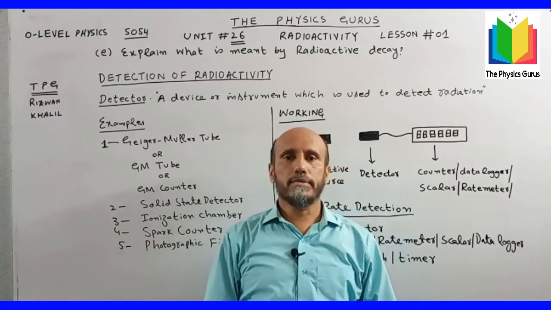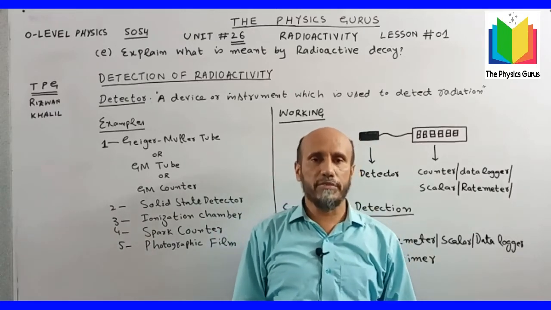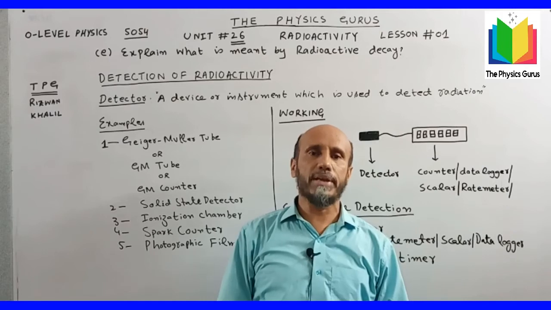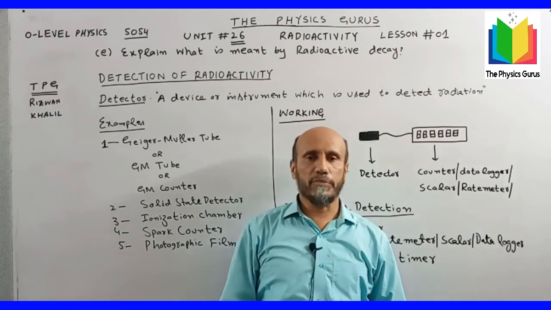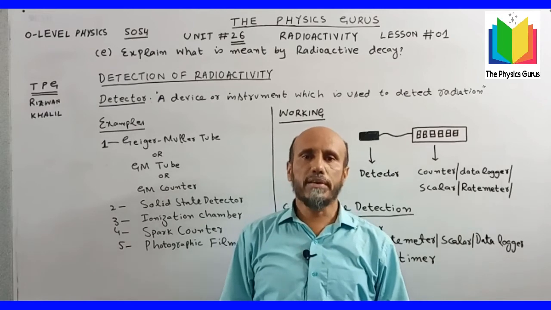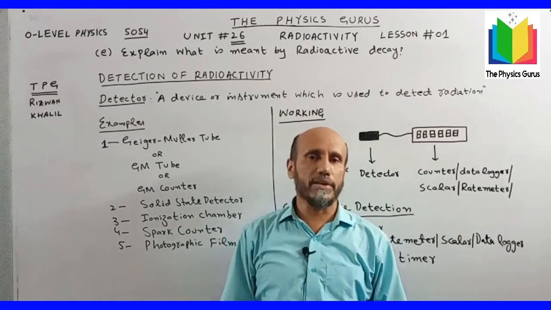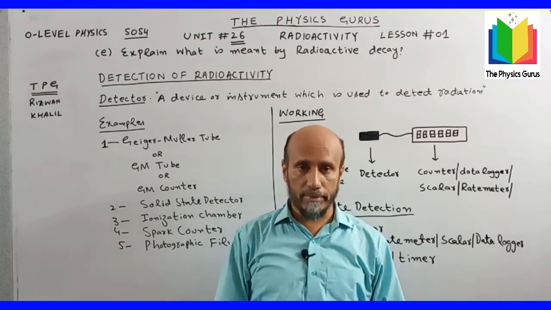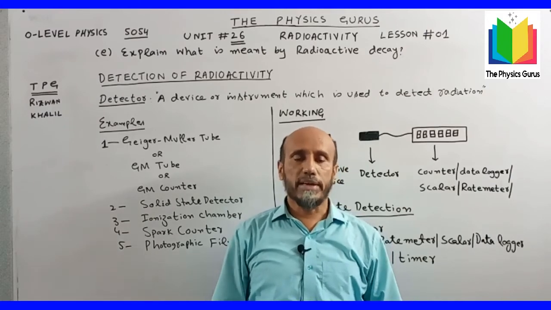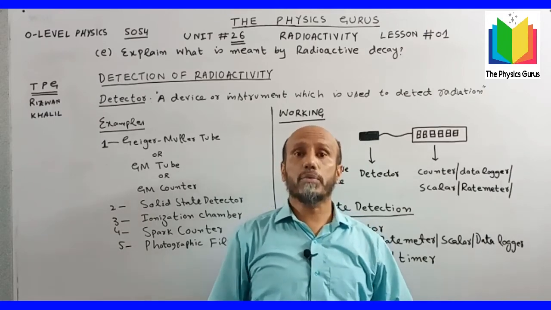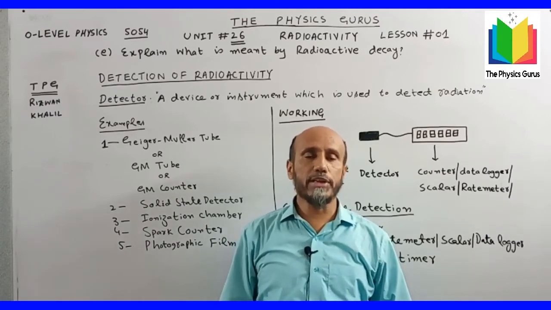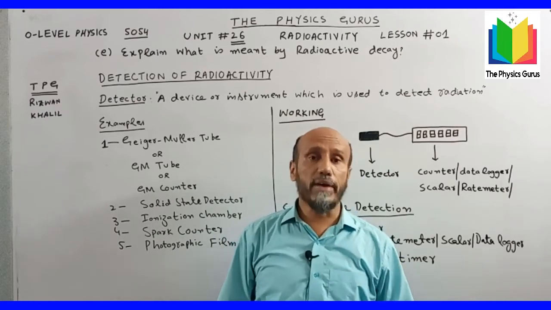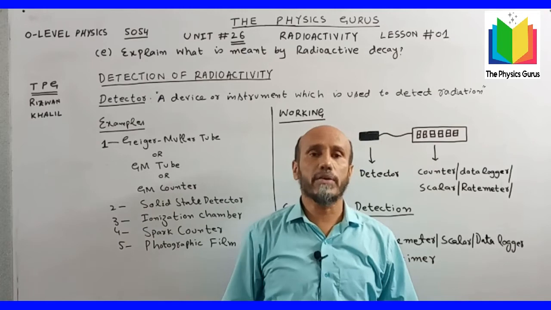So far we have studied the definition of radioactive decay. Then we have studied that there are three types of radioactive decay: alpha decay, beta decay and gamma decay. Then we have studied the difference between natural radioactivity and artificial radioactivity, as well as natural radioactive elements and artificial radioactive elements. Now if radiation is there, then we have to detect that radiation. In order to detect the radiation, we will use an instrument or a device which is called a detector. A detector is a device or an instrument which is used to detect the radiation.